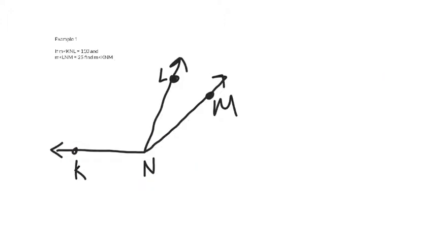Alright, example 1. The measure of angle KNL is 110 and the measure of angle LNM is 25. Find the measure of angle KNM. So KNL, this chunk here, says it's 110. The measure of angle LNM, so this other piece, is 25. We're asked to find KNM.